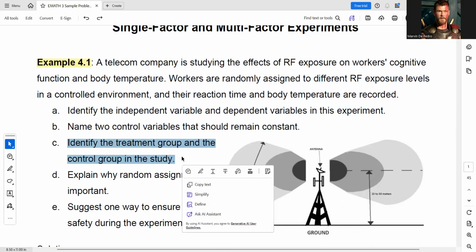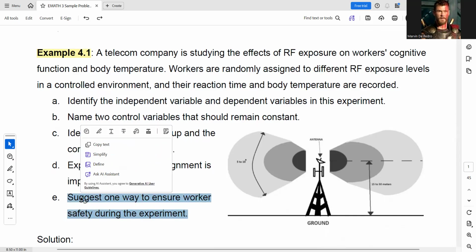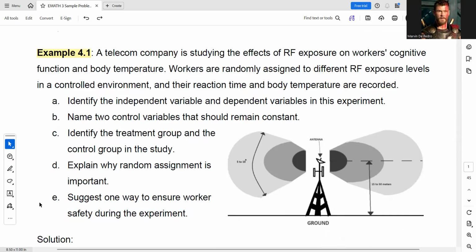We are also asked to identify the treatment group and the control group. So that's the group that I'm talking about. Meaning the control variables must be the same for these two groups, right? Next, we are asked to explain why random assignment is important and suggest one way to ensure worker safety during the experiment. Meaning, letter E is only possible once we have the results, or at least the initial findings, with this experiment.